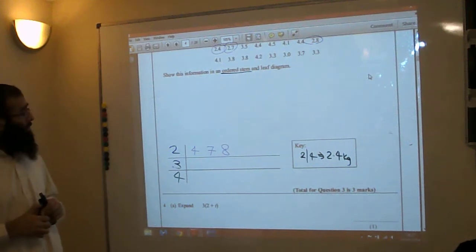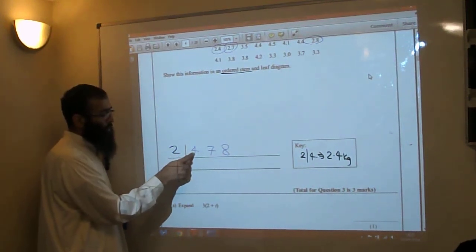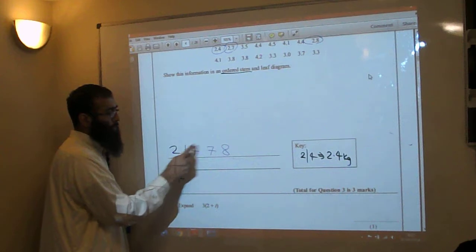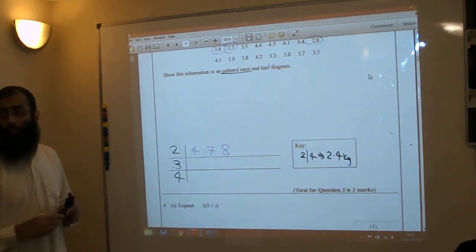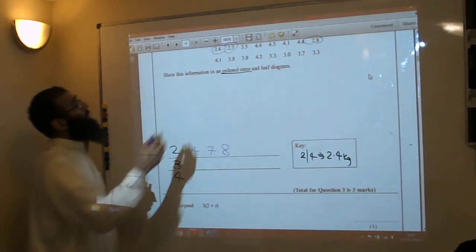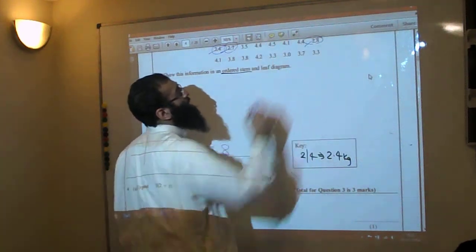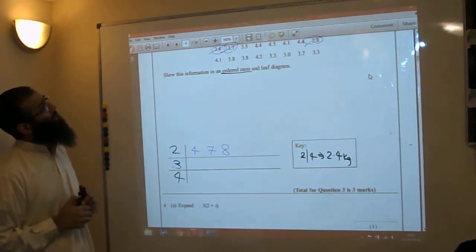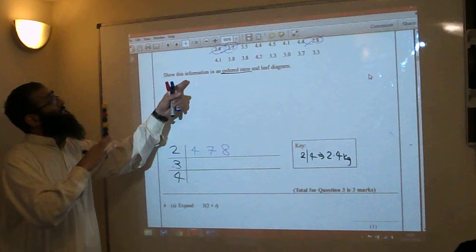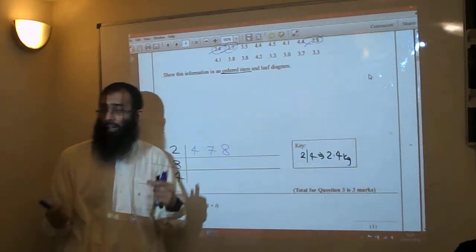4, 7 and 8. So that means 2.4, 2.7, 2.8. Okay, we happy with that? So what we can do with those now, we can cross them off so we don't use them again. Please folks, when I'm doing this on the board, if I've missed a value, please shout it out.